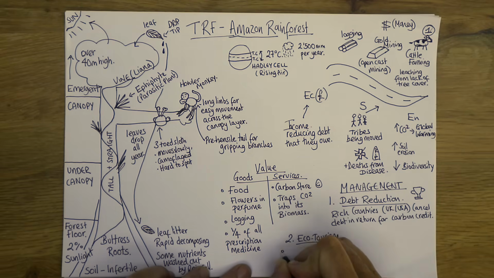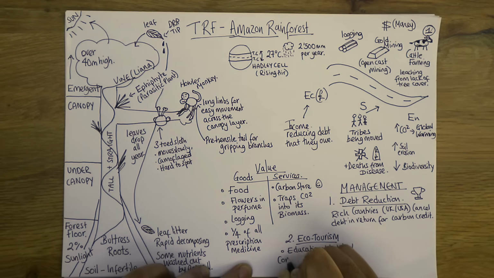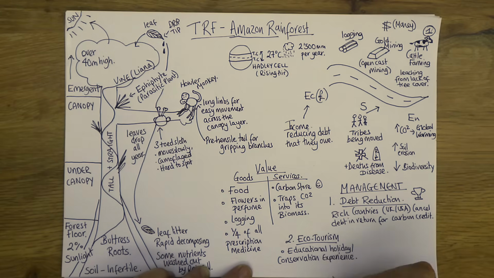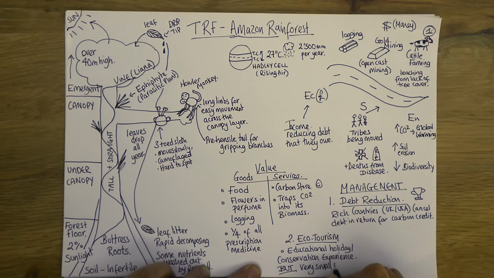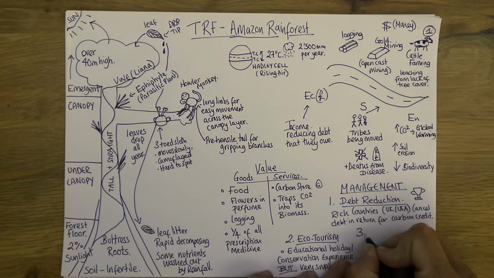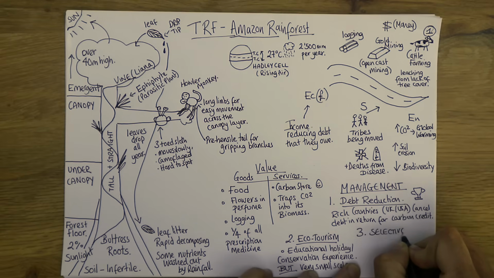So if we just put there, sort of an educational holiday stroke conservation experience. Okay, so it's really good. It is bringing money in, but, and there is a but, very small scale, which is why it's not as good as debt reduction. And then number 3, our last one, is something called selective logging.